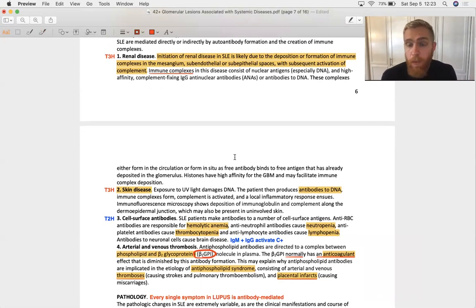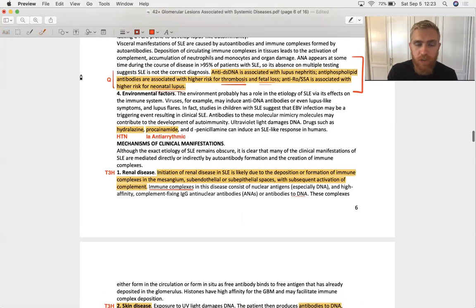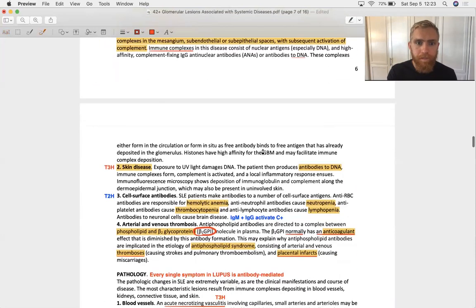Why do you get it? Immune complexes in the mesangium, subendothelial at first, but if they're small enough, they're going to cross the GBM and go to the subepithelial side with subsequent activation of complement. And so remember, what's the antibody associated with lupus nephritis? Anti-double-stranded DNA. From just a few sentences ago, anti-dsDNA, lupus nephritis.